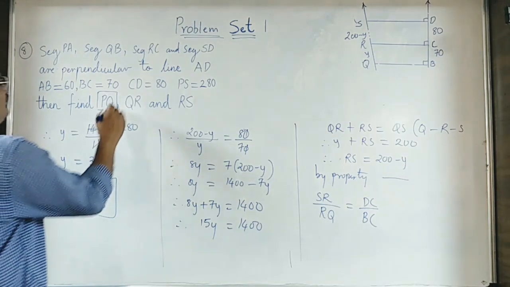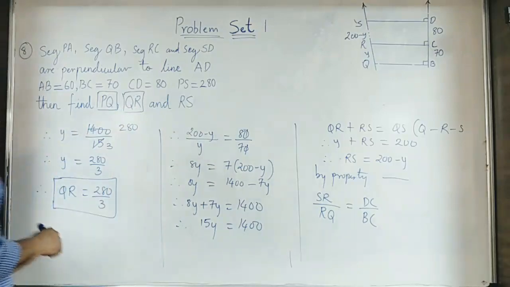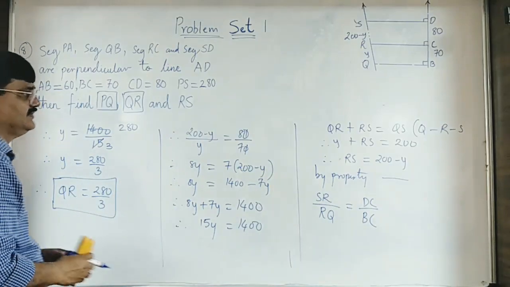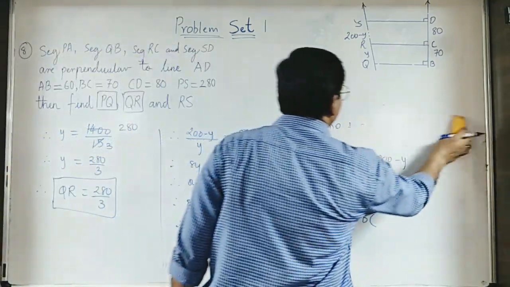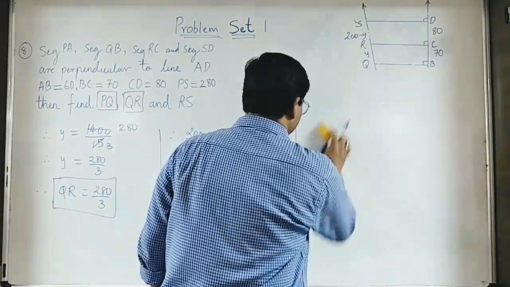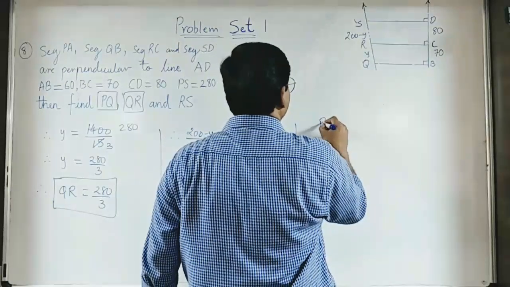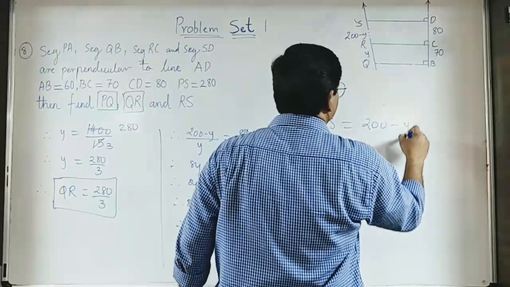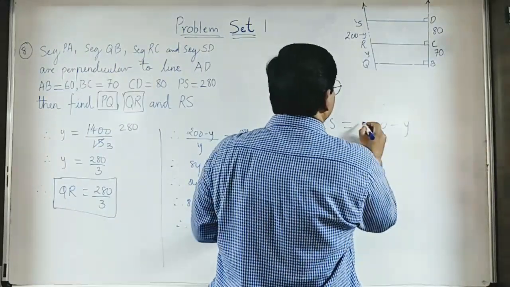So we got the value of PQ, we got the value of QR. Now we are left with RS. That RS is also a very simple part. We have the value we kept for RS, that is 200 minus y. The value of RS is 200 minus y.